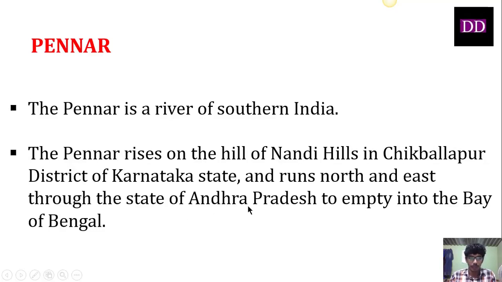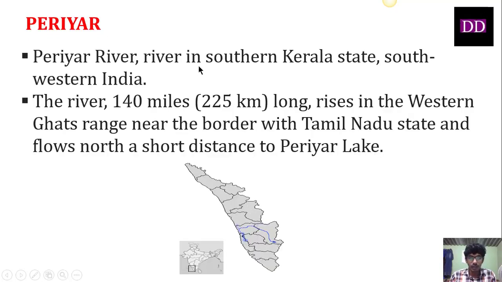And the next one is Periyar River. It originated in the Western Ghats, near the border of Tamil Nadu, and flows through some of the areas in Kerala. As you can see in the map, it originated here and it flows through some places in Kerala.